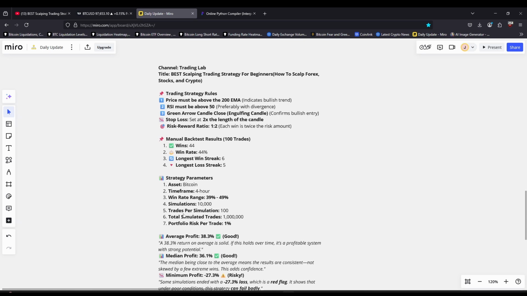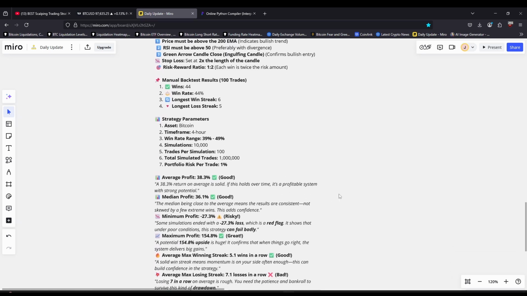And because there's 100 trades per simulation, we are now simulating a total of 1 million trades at 1% portfolio risk per trade. Now this is how we really get to see how this works, because it's all well and good back testing it for 100 trades just to see how it is and get a feel for it, but the way we can simulate it over 10,000 times, 1 million trades, this really gives us an idea of how this performs. So let's get into it on how things are looking.